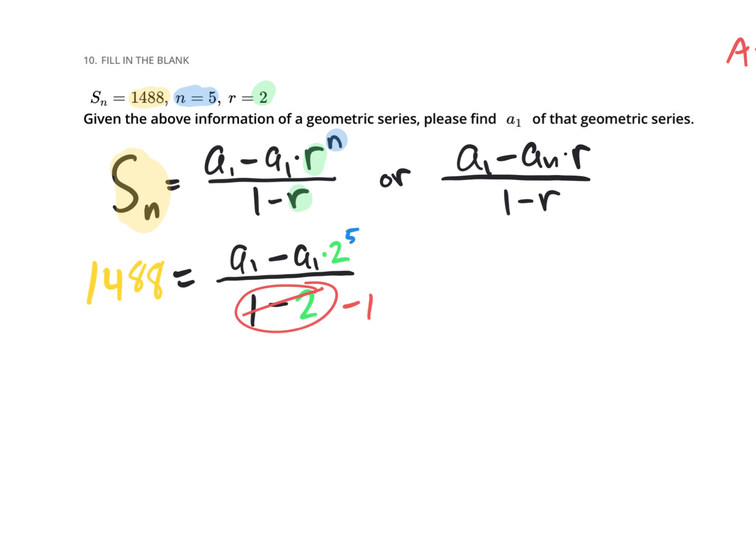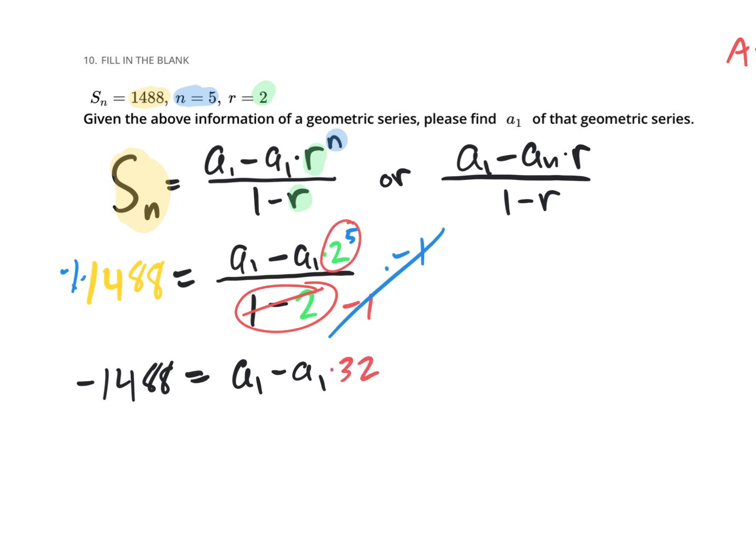Okay. And let's say you don't want this divided by minus 1. So you could simply multiply both sides by minus 1. Multiply by minus 1 cancels out. Multiply by minus 1, and you get a negative 1,488, equaling a sub 1 minus a sub 1 times 2 to the 5th. What is 2 to the 5th? It's 2 times 2, which is 4, times 2, which is 8, times 2, which is 16, times 2, which is 32. So this guy right here is really a times 32 instead of a times 2 to the 5th.